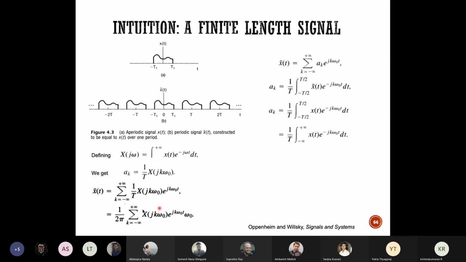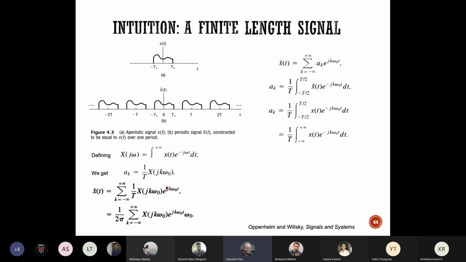Okay. And then I divide by 2 pi and multiply by 2 pi here, and note that 2 pi by T is just omega naught, and I write this way. So x tilde of t is 1 by 2 pi times the summation of k going from minus infinity to infinity of a sample of this continuous function given like this, multiplied by e to the power j k omega naught t, times delta omega naught.